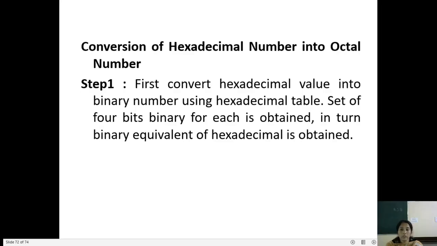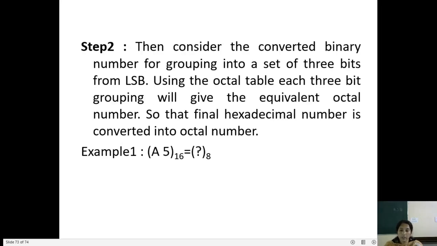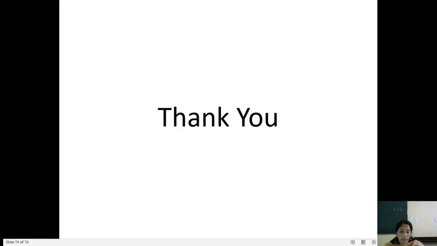For the conversion of hexadecimal into octal, you want to convert the hexadecimal value into a binary value. Then you want to group in 3 bits, as I have shown you in the octal to hexa. You want to first convert into binary, then afterwards group it, and then keep the value. So this is how you will do the octal to decimal, decimal to octal conversion.